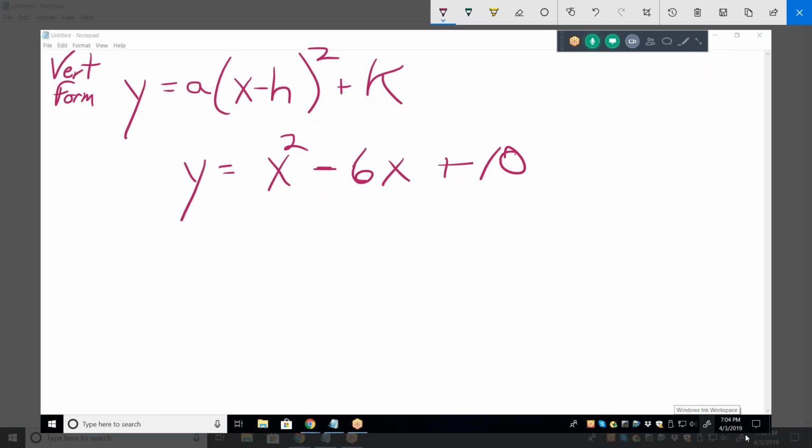And this is how you do it. First of all, you group your x squared term and your x term together. Leave enough space to add a number. Notice I have not changed anything. I've merely put parentheses around the first two terms. Now, the process of completing the square is you take half of the coefficient of the x term and square it. What's that?